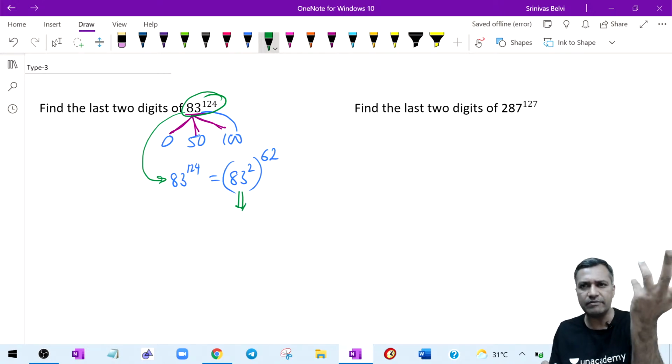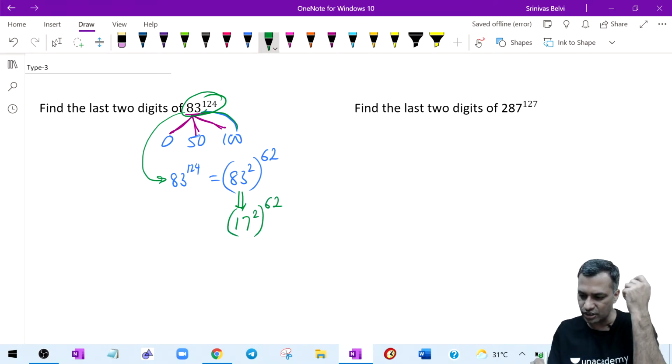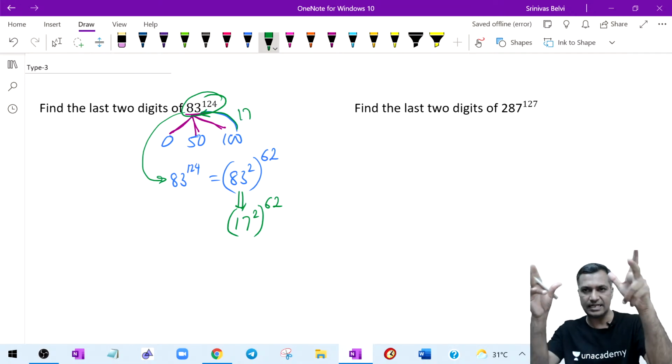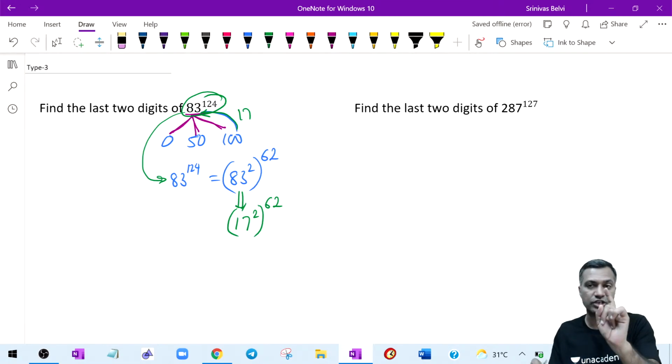Why? I'm not interested in hundreds and thousands anyway. The last two digits of 83 square are as good as the last two digits of 17 square, raised to power 62. Why? I found out that the deviation from 100 is 17. Written as 83 square, the last two digits will be the same as 17 square. It should be a square function inside: 17 square raised to power 62.